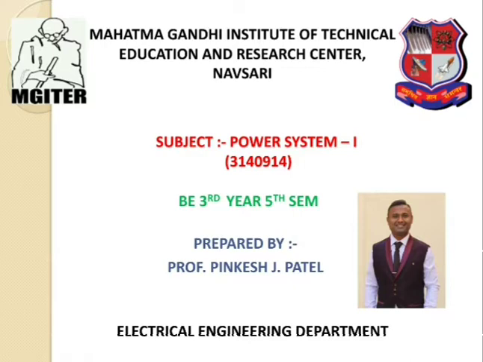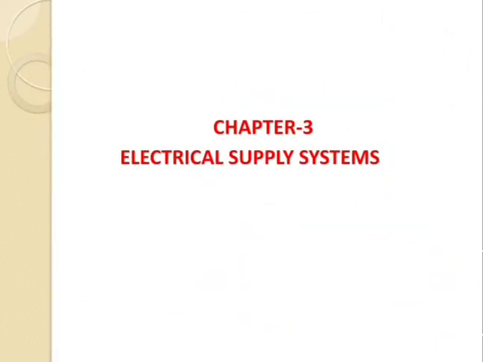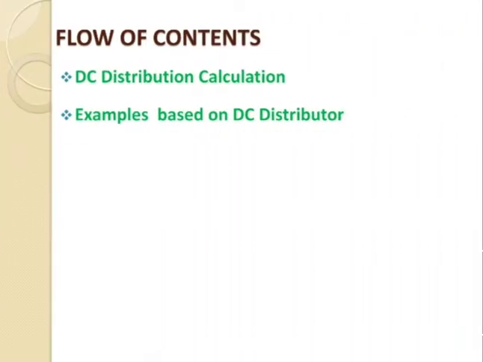In the last lecture we already discussed the electrical supply system and started chapter number 3. We discussed the classification of the DC distribution system, then the AC distribution system, and the example based on the AC distribution system.